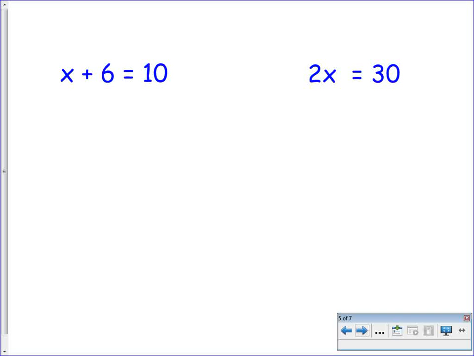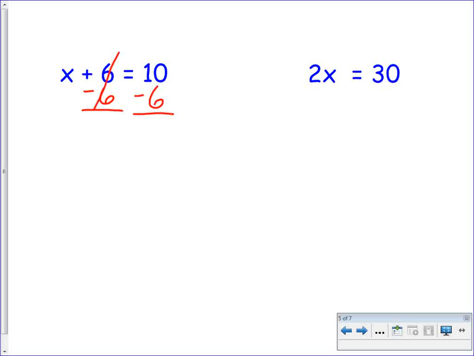So this one we're doing with addition. So it's x plus 6 equals 10. Since we're using addition in the equation, our inverse operation, or our opposite operation, is just to subtract. And we're going to subtract the number with the variable. So we subtract 6 from the left side. Whatever we do to the left side of the equation, we must do to the right side of the equation.